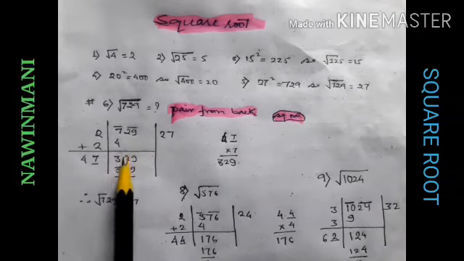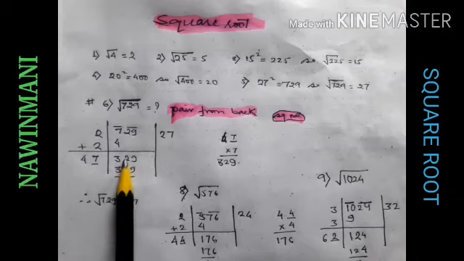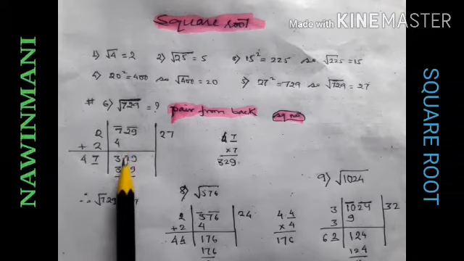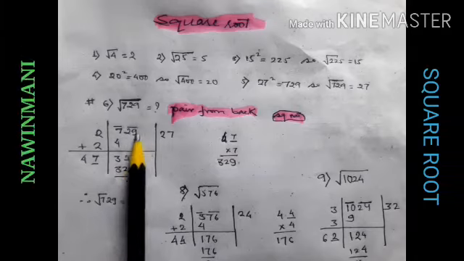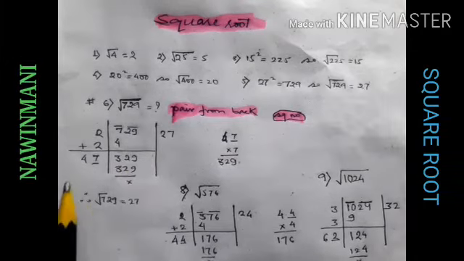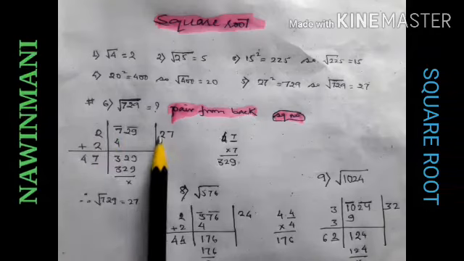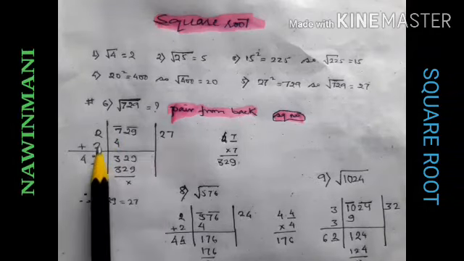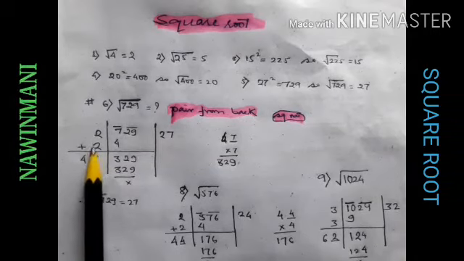In division, only one digit is brought down, but in square root, the pair will come down, 29 will come down. Okay, now what you are going to do here? You put 2 here. Now, whatever you have put here, you have to add here. So 2 plus 2 gives us 4.